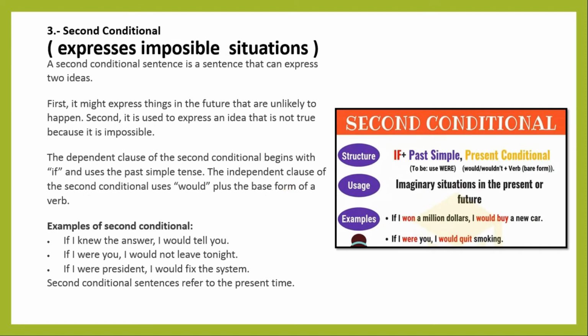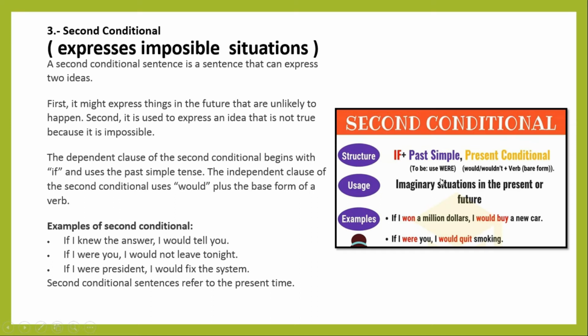Second conditional expresses impossible situations. It might express things in the future that are unlikely to happen. Second, it is used to express an idea that is not true because it's impossible. Second conditional expresses impossible situations, things in the future that are unlikely to happen, and also ideas which are not true because they are impossible.